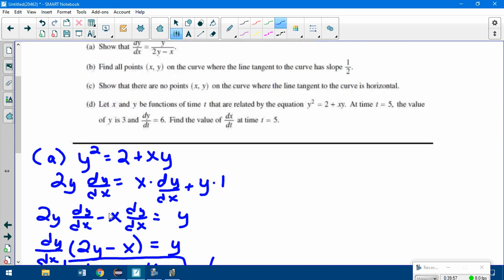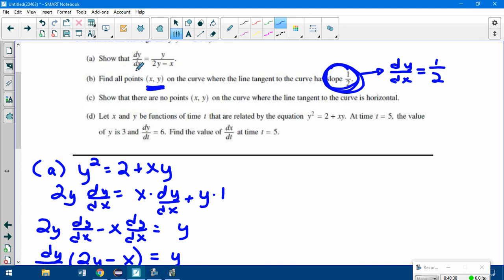Okay, part B. Find all points x, y on the curve where the line tangent to the curve has a slope of 1/2. Not a hard question if you can break down what it's asking. We want x and y points on the original graph. That's where you can easily lose a point. I'll show you why in a minute. The line tangent has a slope of 1/2. Slope means what in calculus? It means the derivative dy over dx equals 1/2. Okay, well I can do that. Set 1/2 equal to y over 2y minus x.